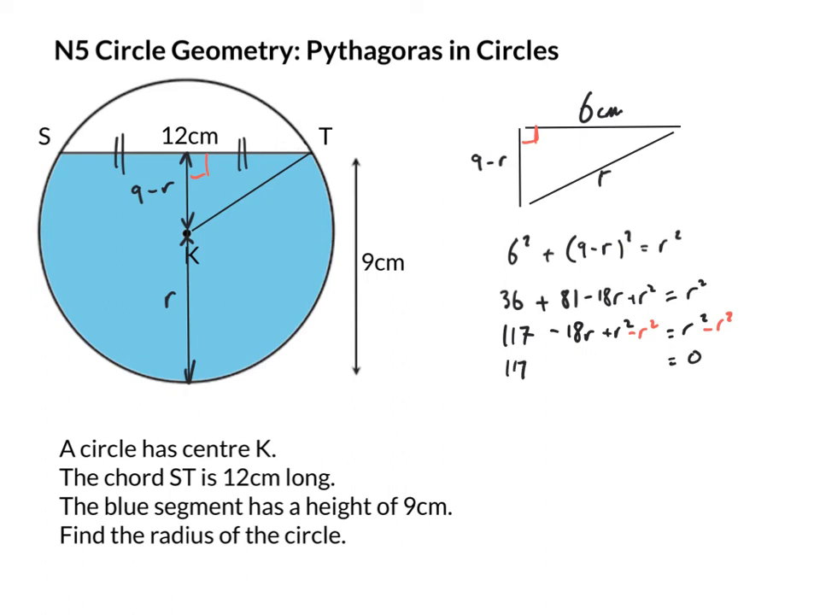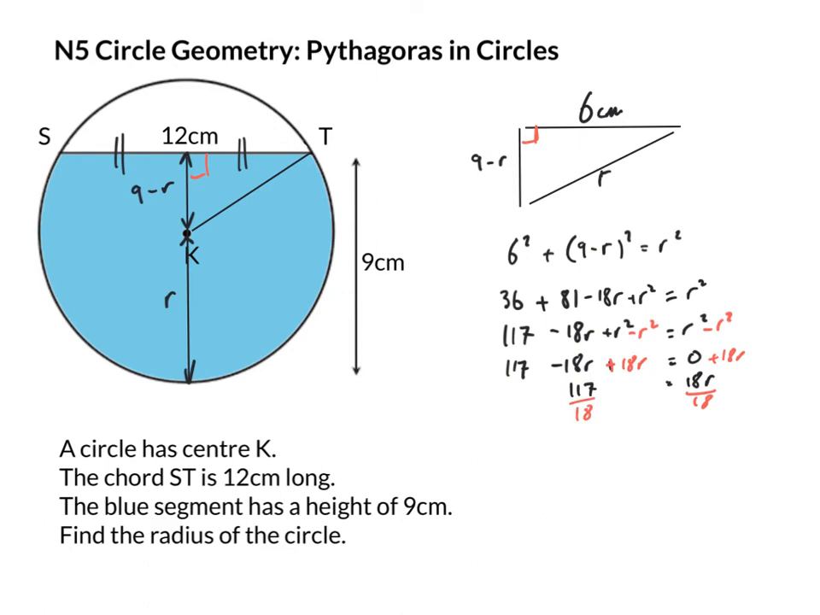On the left, my 117 will be unchanged, the minus 18R is unchanged, and R squared minus R squared will leave me with no R squareds. So that's actually dealt with the problem with the squares. I'm not going to need to factorise here. So I want to get the R's on their own, so I'm going to add 18R to each side. That will give me 117 equals 18R. I don't want 18R, I want a single R, so I want to divide by 18.